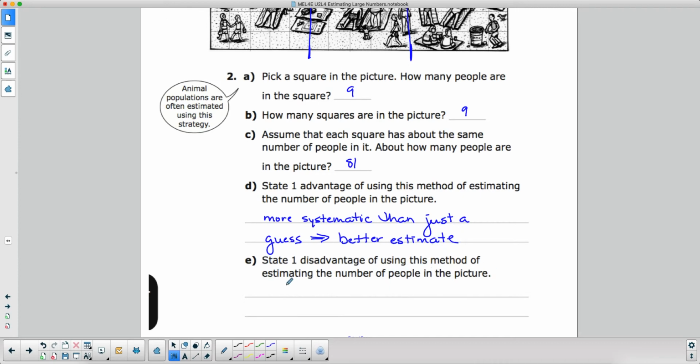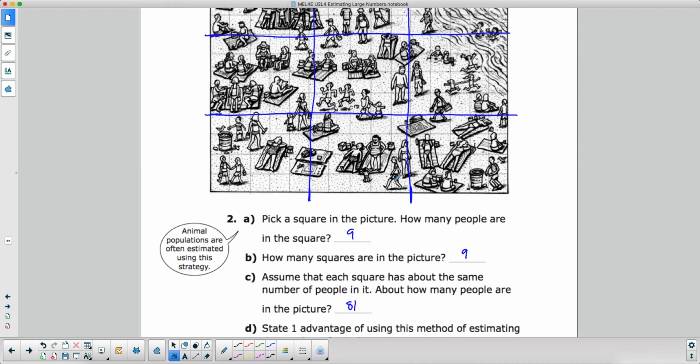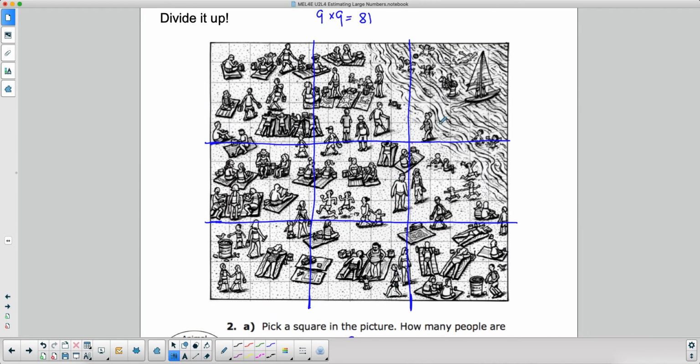State one disadvantage of using this method of estimating the number of people in the picture. Well, here's the biggest disadvantage. Take a look at this part of the picture over here. We don't have nearly as many people here. There's 1, 2, 3, 4, 5, 6. There's 6 people in here. And there was 9 over in here, and some of them may even have more than 9. This one might have more than 9.